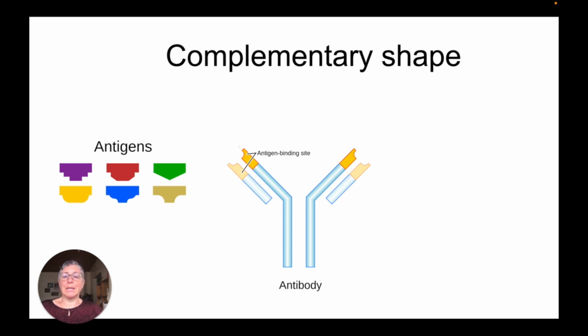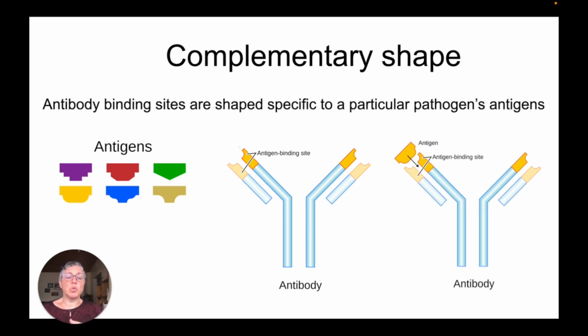So if we look at the group of antigens that are provided here, and we look at the specific antibody that has been built with a specific antigen binding site, we can determine which antigen will match the complementary shape of this specific antibody. And so we can see that it's the yellow one there, and that they'll match up with the shape because they are shape specific to a particular pathogen's antigen.